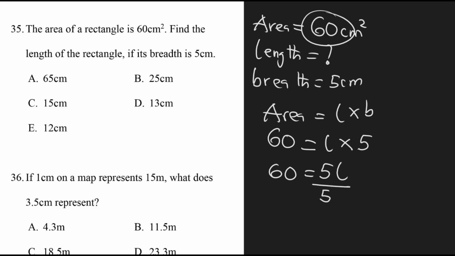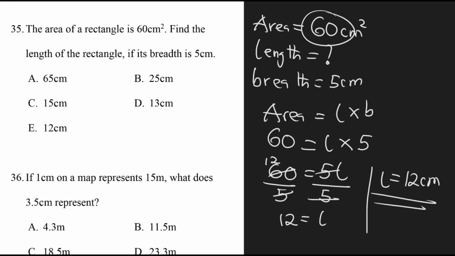So divide both sides by 5. 60 divided by 5. If you count 60 oranges and divide them by 5 people, each person is going to have 12 oranges, right? So 60 divided by 5 is 12. So 12 is equal to this L, right? So therefore, we can say that our L is equal to 12 centimeters. So let's check. Do you have it? Of course, yes. E is the answer. So let's move to the next question.